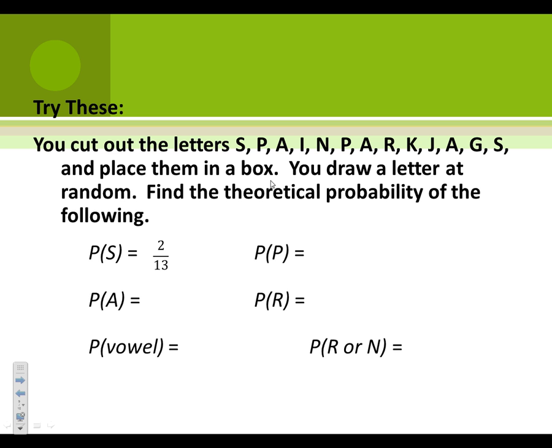How many P's do we have? 1, 2, again, 2 out of 13. How many A's? 1, 2, 3 out of 13. How many R's? I have 1 out of 13. The probability of a vowel. So hopefully you remember your vowels are A, E, I, O, and U. We have 1, 2, 3, 4 vowels out of 13. And an R or an N, so you would go count up all of the R's and N's, and again we only have 2 out of 13.